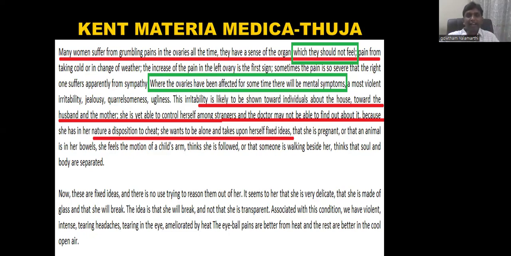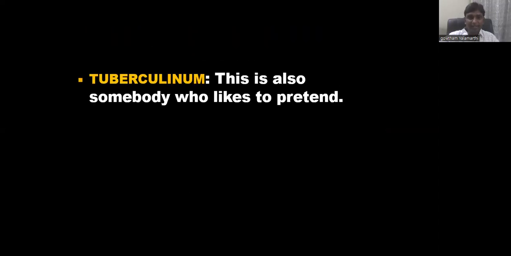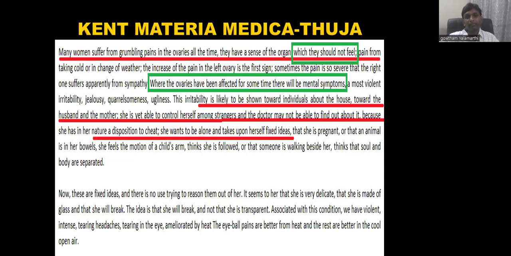So because of this fixed idea, our rubric, delusion animals of abdomen are in, is given. And the classical delusion that she is very delicate, that her legs are made of glass, and that she will break. Along with this condition, they have violent tearing headaches, tearing in the eyes, ameliorated by heat. The eyeball pains are better from heat, and the rest are better in the cool open air.